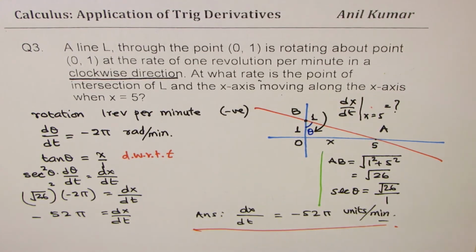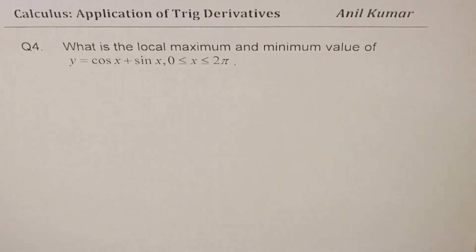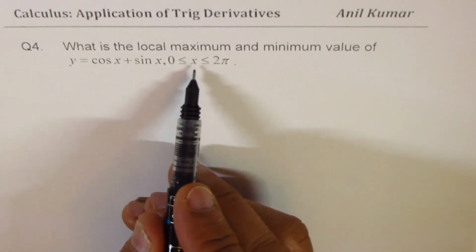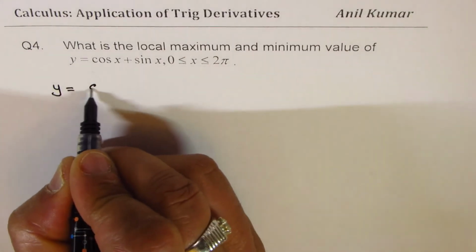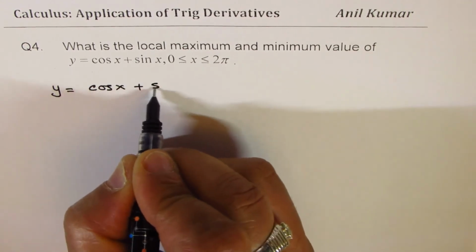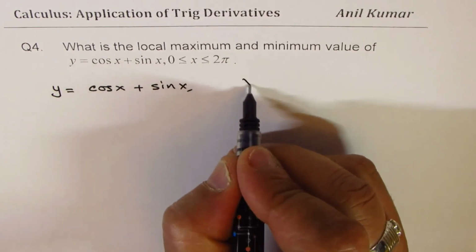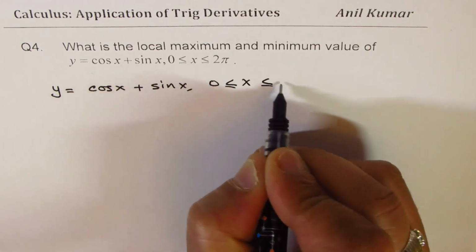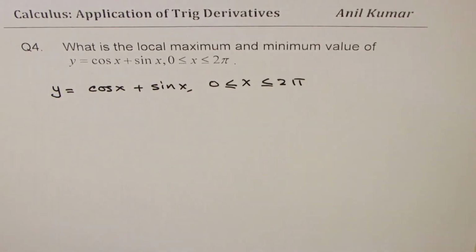Now let's move on and take the last question, which is question number 4. It says, what is the local maximum and minimum value for y equals cos x plus sine x when x is between 0 and 2 pi. So it's a simpler question. We have y equals cos x plus sine x, where x is between 0 and 2 pi. I'd like you to pause the video, answer this question, and then look into my suggestions.